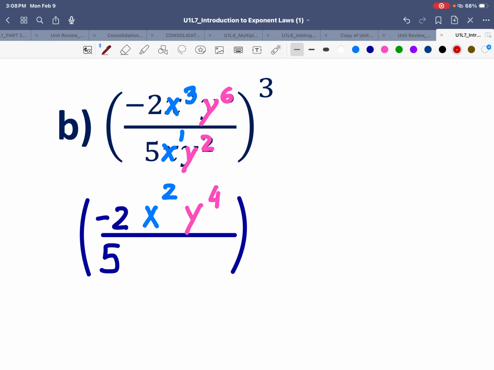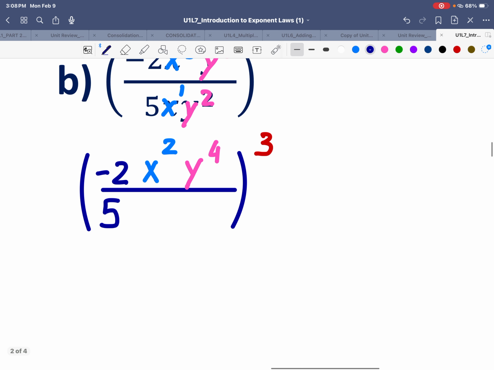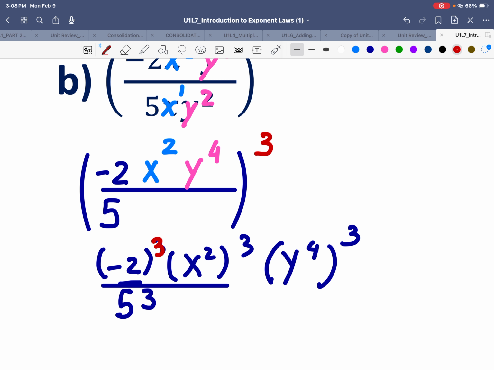And the power of 3 will stay out. And we're going to have now negative 2 over 5 to the power of 3. So negative 2 power 3 and then 5 power 3 here. Now, x squared will be to the power of 3, and y to the 4 will be to the power of 3 as well.